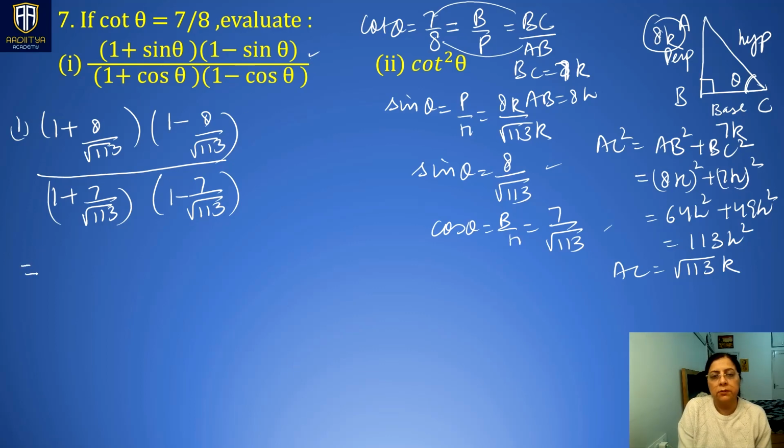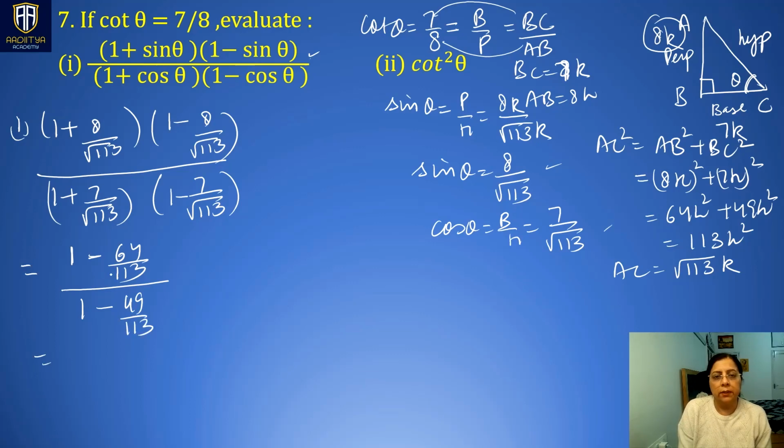Now I'm solving this. In the numerator, you can see that this is a plus b, a minus b, which is a square minus b square. 1 square is 1, and this becomes 64 over 113. The denominator is also a plus b, a minus b. So a square is 1 square minus b square is 7 square, which is 49 over 113.